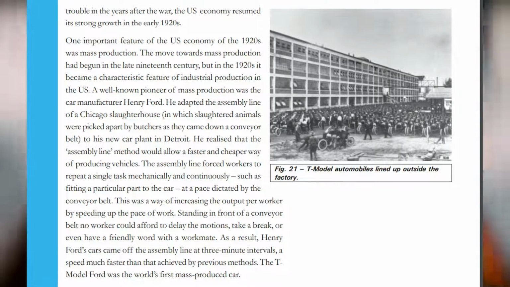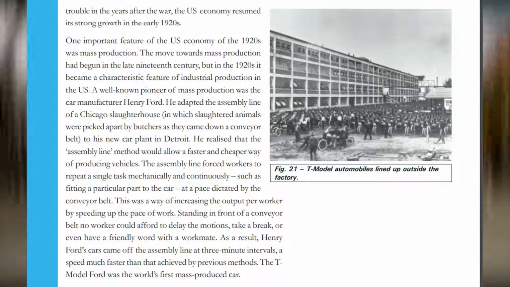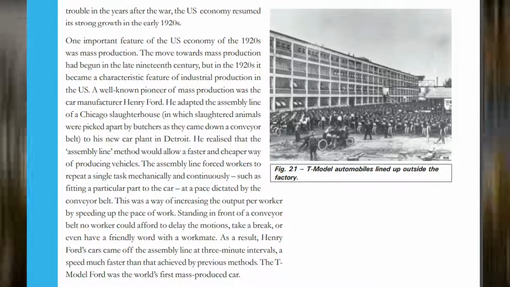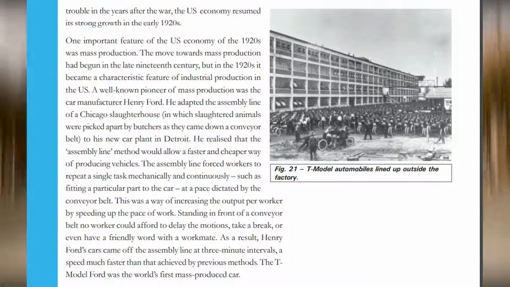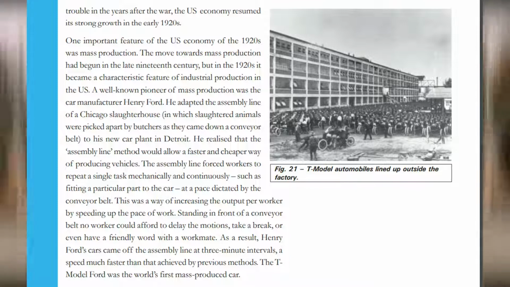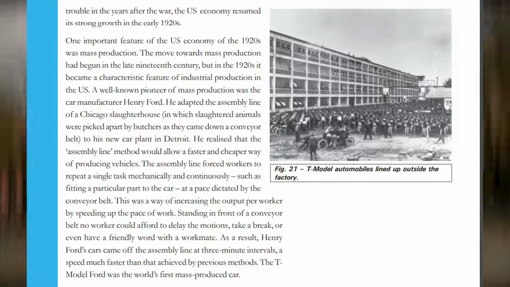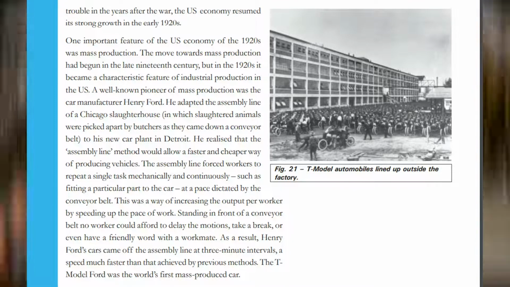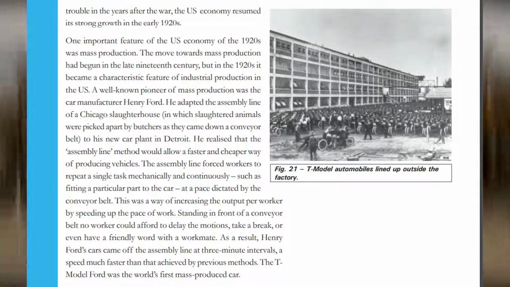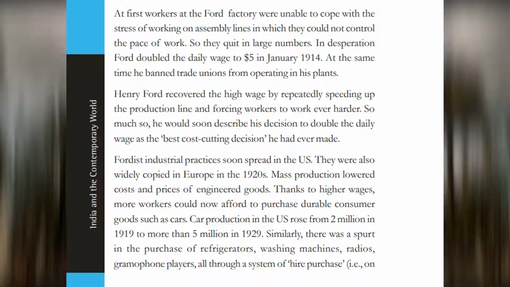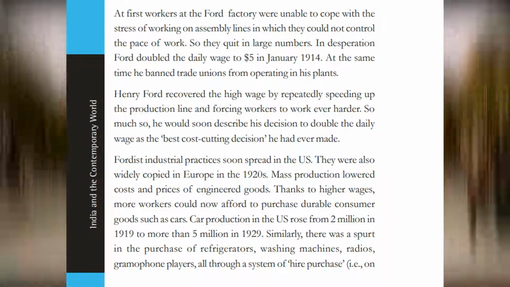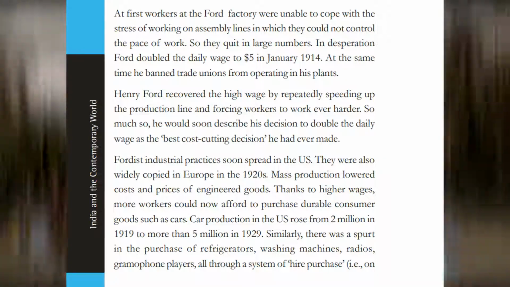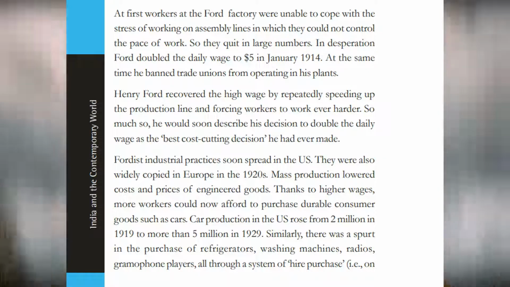Standing in front of a conveyor belt, no worker could afford to delay the motions, take a break, or even have a friendly word with a workmate. As a result, Henry Ford's cars came off the assembly line at 3-minute intervals, a speed much faster than that achieved by previous methods. The Model T Ford was the world's first mass-produced car. At first, workers at the Ford factory were unable to cope with the stress of working on assembly lines in which they could not control the pace of work, so they quit in large numbers.